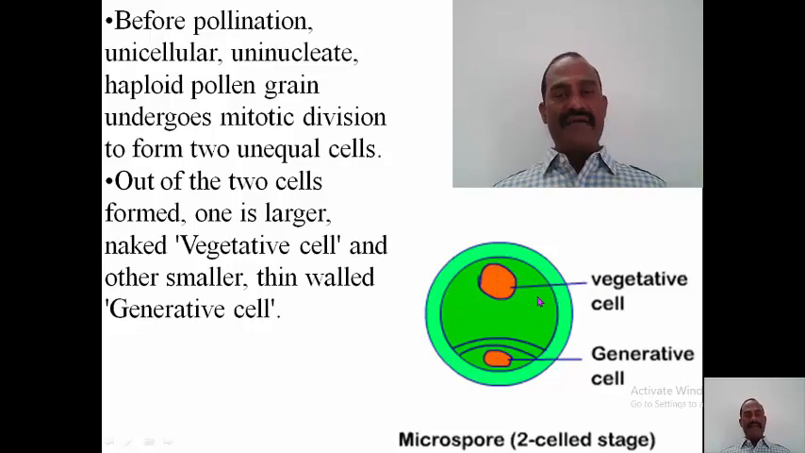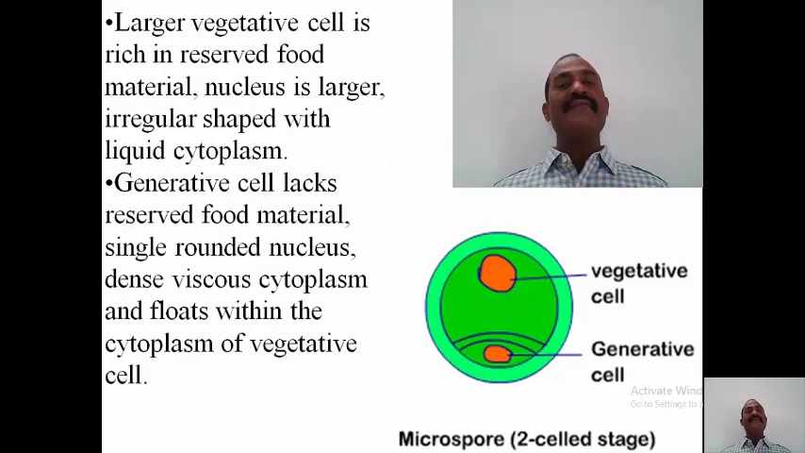So mind it well, when the unicellular, uninucleate pollen grain within the androecium, within the stamen, within the anther undergoes unequal mitotic division, it results in the formation of two unequal cells. The smaller cell is called the generative cell and the larger cell is called the vegetative cell. The larger vegetative cell is rich in reserve food material, its nucleus is larger and irregularly shaped, with liquefied cytoplasm. A fluid cytoplasm is there. So the characteristic feature of the vegetative cell is that it contains reserve food material, the nucleus is larger and the cytoplasm is fluid, ready to flow.